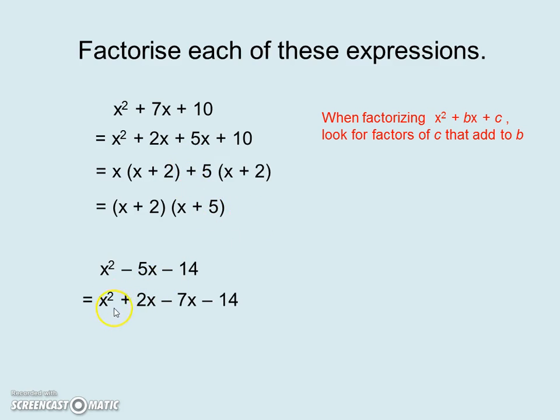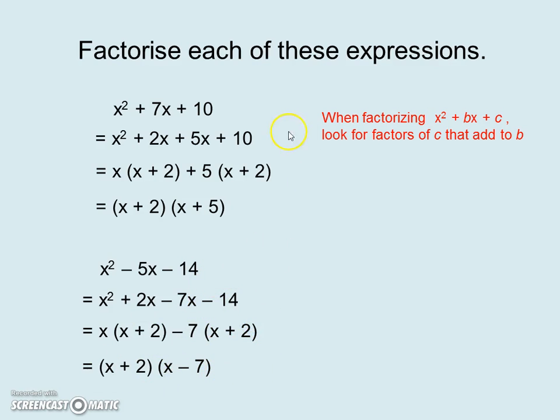Let's do one more. x squared, and make the negative 5x into 2x minus 7x. From the first 2 terms, take a common factor of x. From the second 2 terms, take a common factor of minus 7. You see we've got x plus 2 as common now. So there you go. x plus 2, x minus 7.